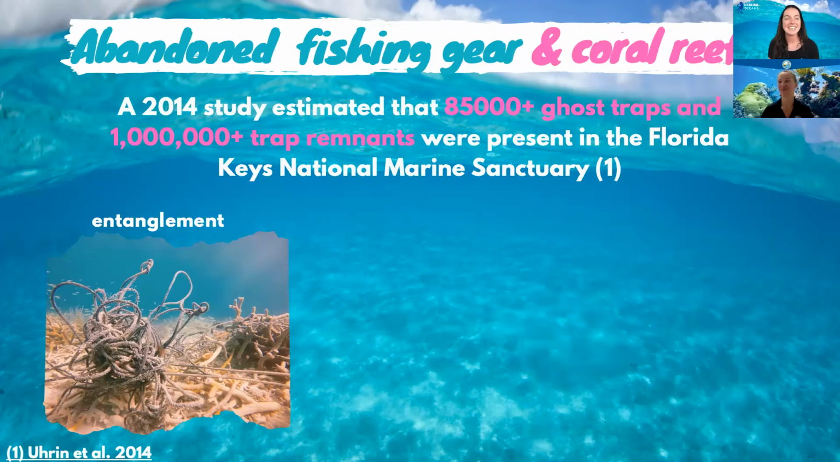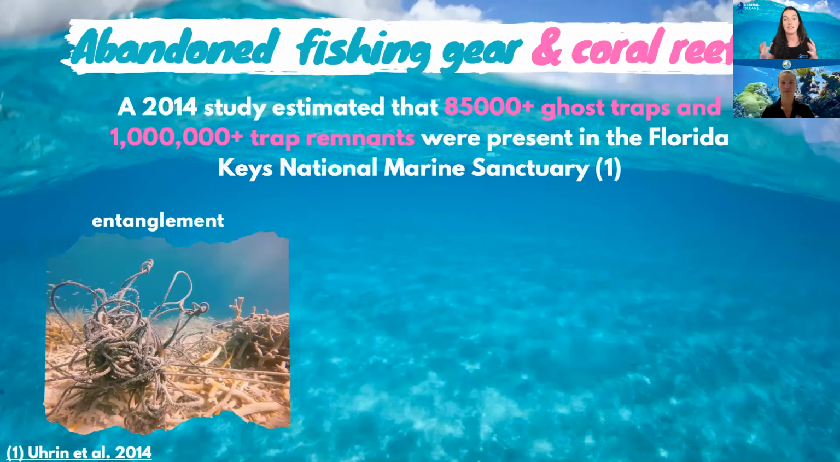Thank you. Most of my talk has been about microplastics because I'm a little bit of a microplastic nerd, and it's a pretty new field of study, so I was having a lot of fun reading some of the new literature. But another really big category of debris impacting our coral reefs is abandoned fishing gear and trap debris. A study in 2014 surveyed a bunch of reefs in the Florida Keys National Marine Sanctuary, which is a protected area, and found that there were 85,000 plus ghost traps.